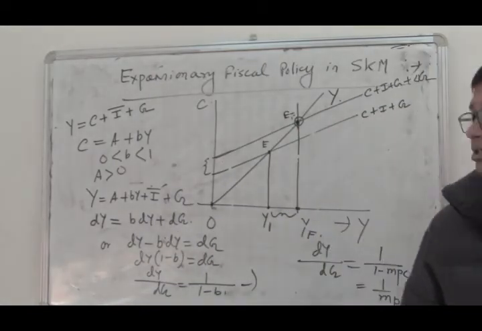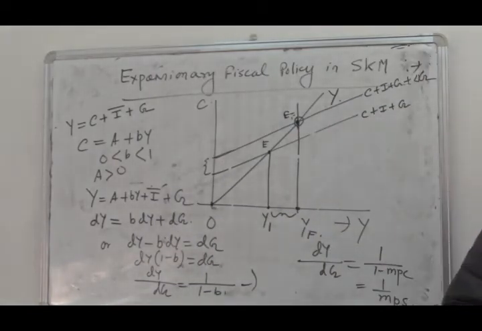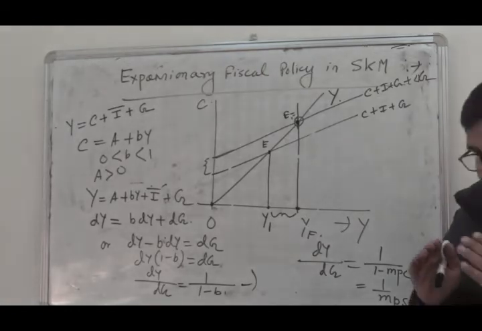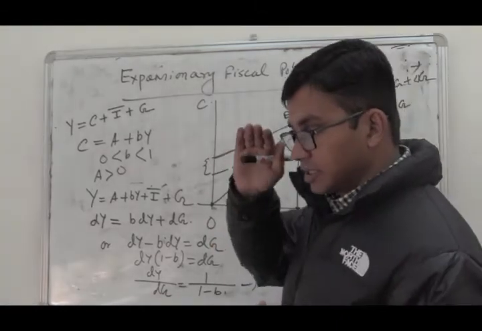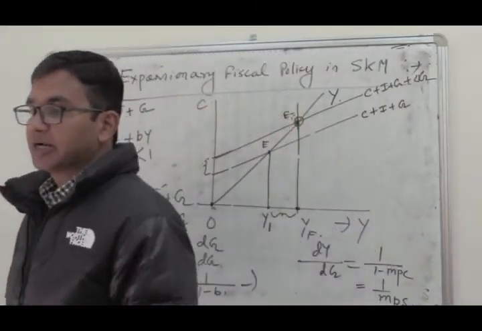So now we will consider two more multipliers. One is the tax multiplier, another is the balanced budget multiplier.